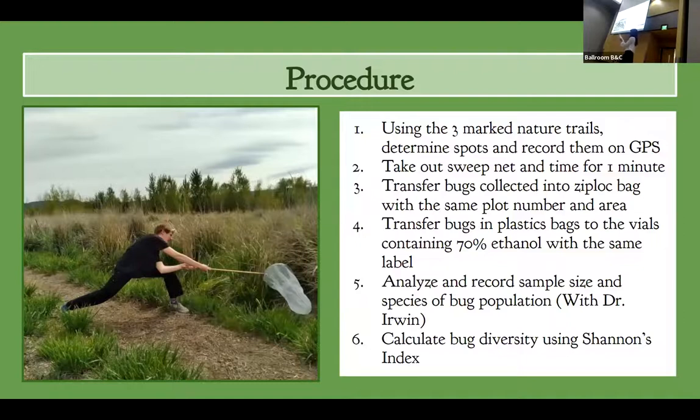And this is a simplified version of our procedure. We used the 3 marked nature trails and determined the spots and recorded them on the GPS. And we took out sweep nets and timed for 1 minute. And we transferred the bugs, collected them in a Ziploc bag with the same plot number and area. And then once we were done with that, they were transferred into vials containing 70% ethanol with the same label. Afterwards, we analyzed and recorded the sample size and species of the bug population with Dr. Irwin and calculated the bug diversity using Shannon's index.